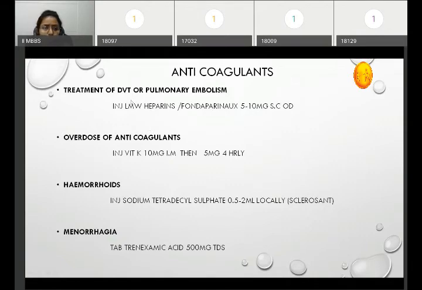So your low molecular weight heparin, what are the examples of low molecular weight heparin? Just tell me examples of low molecular weight heparin. Yes.